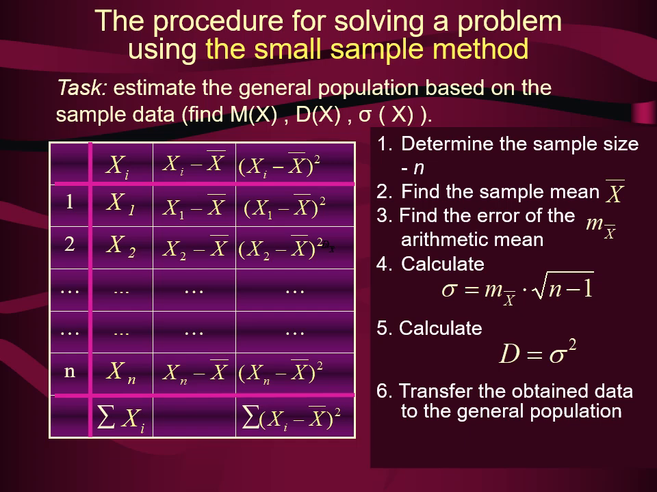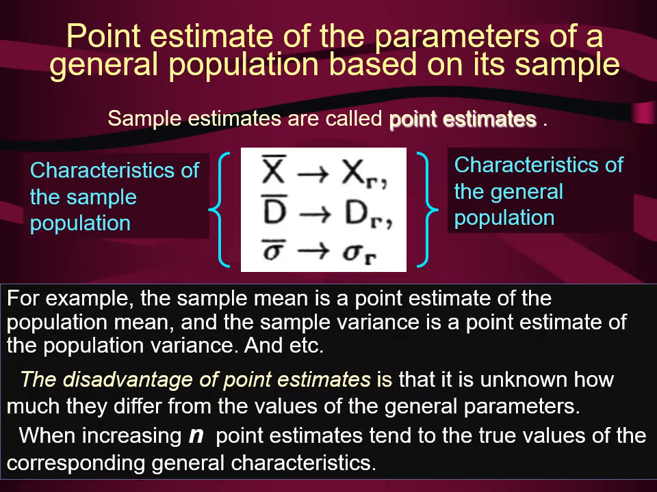On the transfer of the obtained sample data to the general population. To transfer the data to the entire general population means, well, about what we started with when I scrolled back again. When they talked about the disadvantages of the selective method. In other words, here it is a calculated sample average projected on the average of the general population. Here, it is the sample variance projected onto the general variance, the sample mean square deviation onto the general mean square deviation.